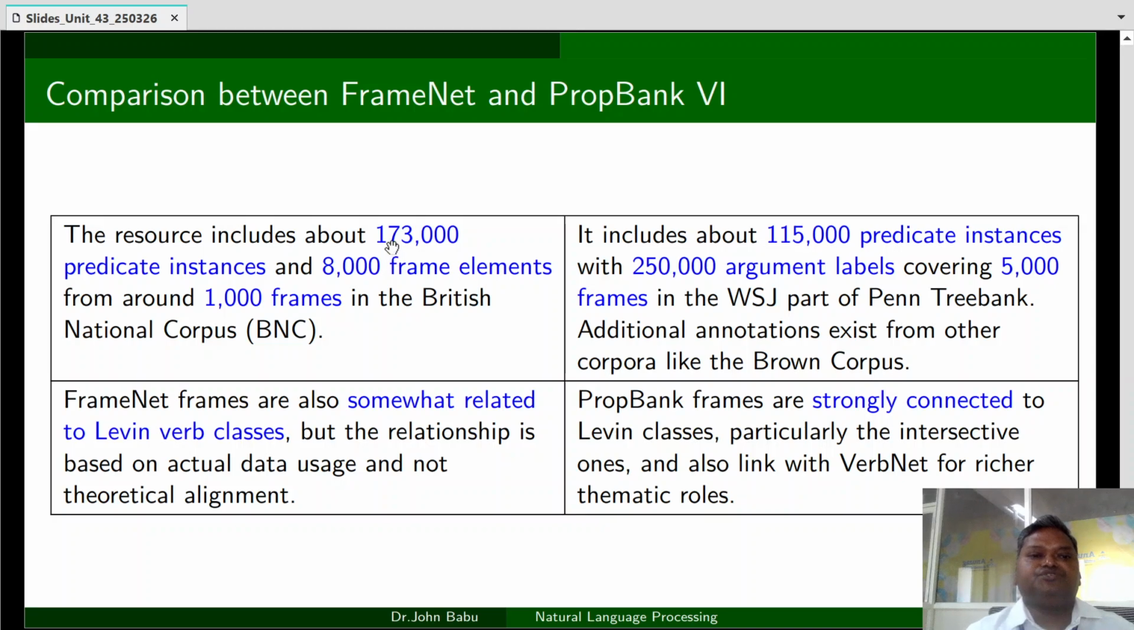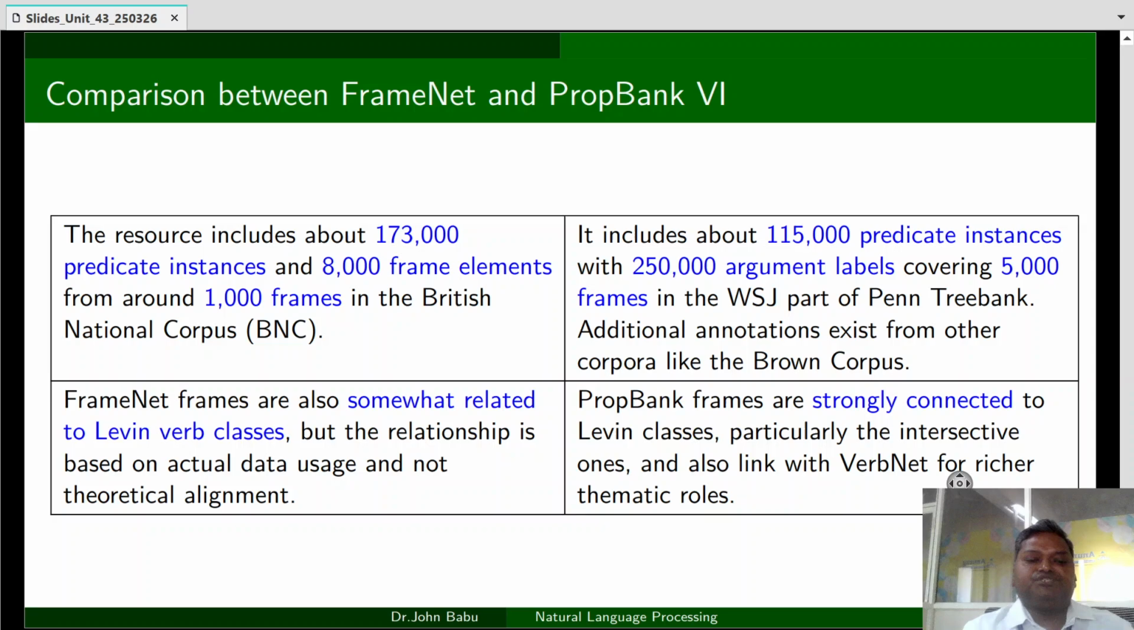So here are the statistics. FrameNet has 173,000 predicate instances, here 150,000, 8,000 frame elements, and 1,000 frames. It uses the British National Corpus. This is the Wall Street Journal of the Treebank. And there are different types of verb classes made by Beth Levin. For example, break and shatter are both a similar class. So FrameNet frames are also common to particular verbs, but these are strongly connected to Levin classes, particularly the intersective ones.